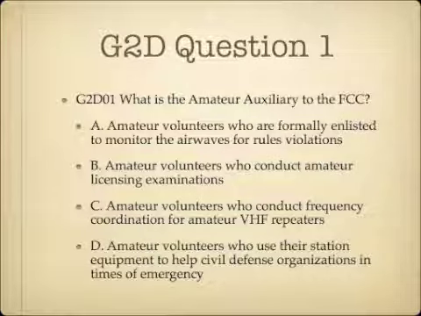Question 1. What is the amateur auxiliary to the FCC? A. Amateur volunteers who are formally enlisted to monitor the airwaves for rules violations. B. Amateur volunteers who conduct amateur licensing examinations. C. Amateur volunteers who conduct frequency coordination for amateur VHF repeaters. Or D. Amateur volunteers who use their station equipment to help civil defense organizations in times of emergency.